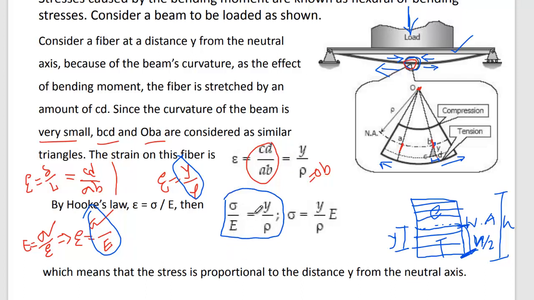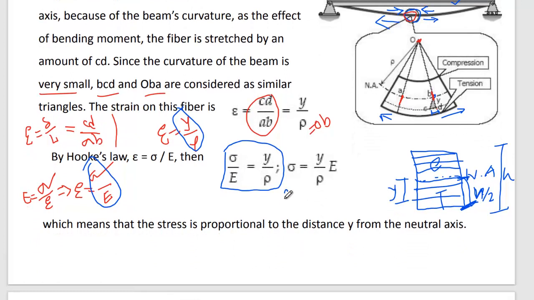Okay. So on that point of view, we can consider sigma equals Y by rho into E. If you consider this is the flexural stress, due to the flexural stress it is happening, we call it sigma B, FB is also similar. So what is the formula? Y by rho into E. We know that E is a constant value, right? And for a curvature, rho is also constant value, right? Rho is constant. So E is constant, rho is constant.